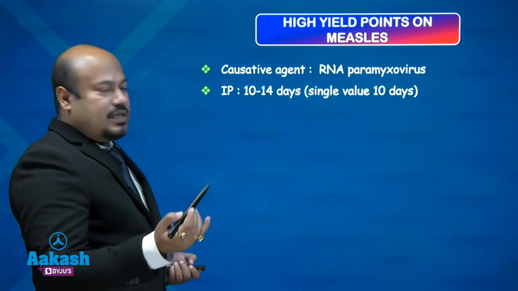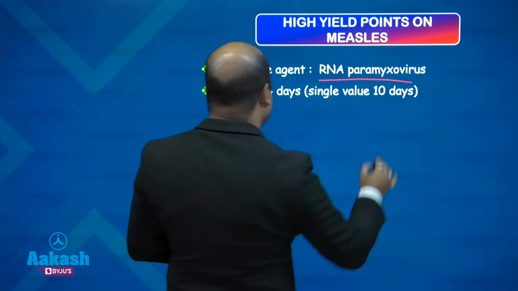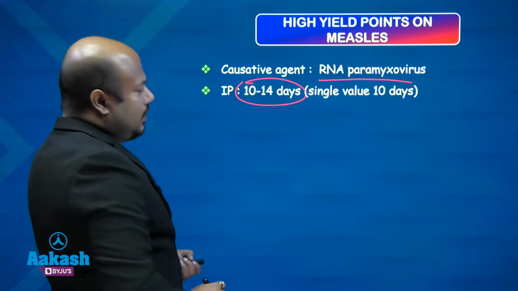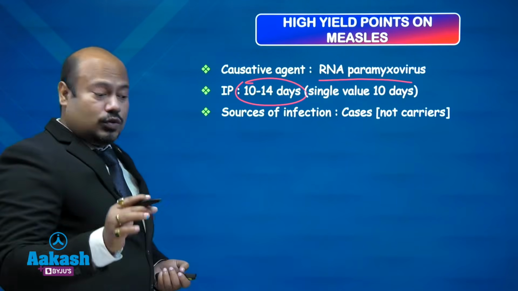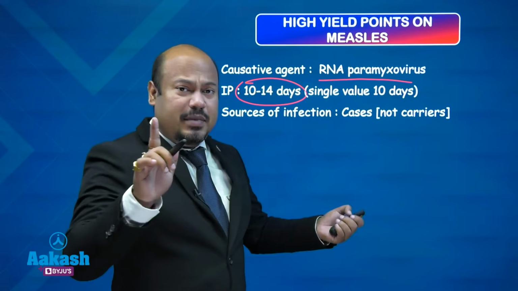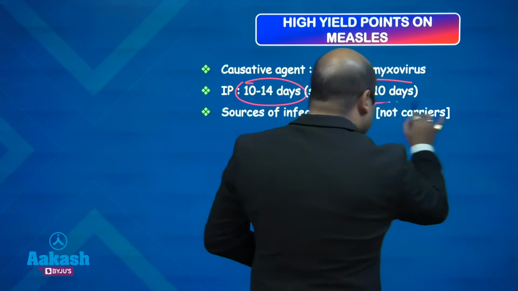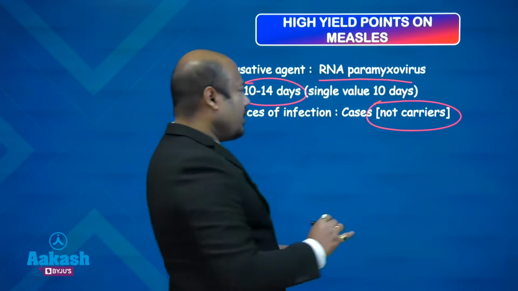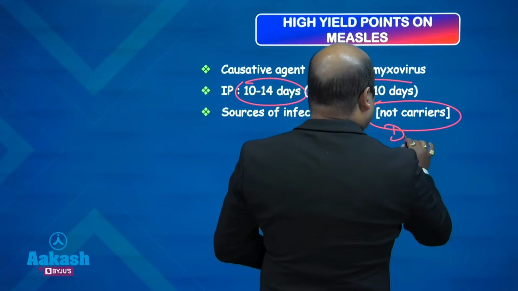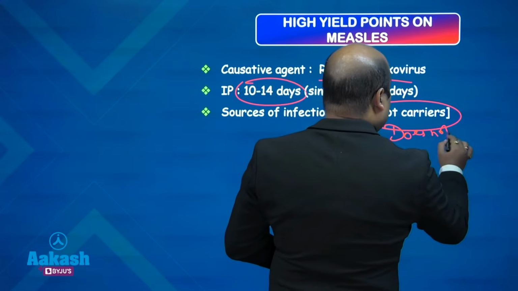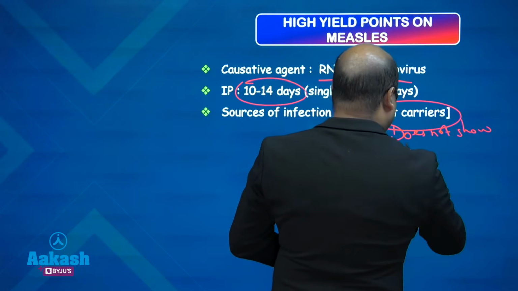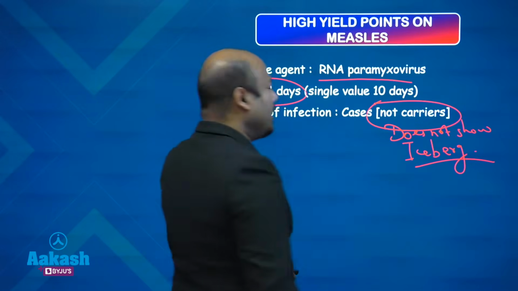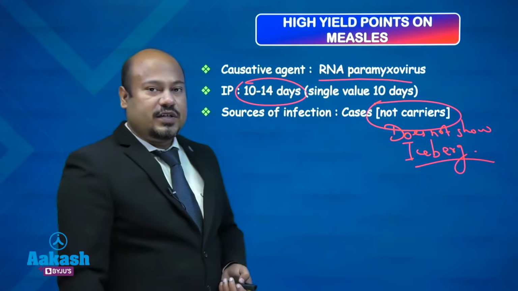So causative agent of measles, a quick discussion: RNA paramyxovirus. Measles incubation period you should know, approximately 10 days to 2 weeks. Measles, the source is case. In measles there is no carrier. So because in measles there is no carrier, what does measles not show? Measles will not show iceberg phenomena, because the source of infection is only what?